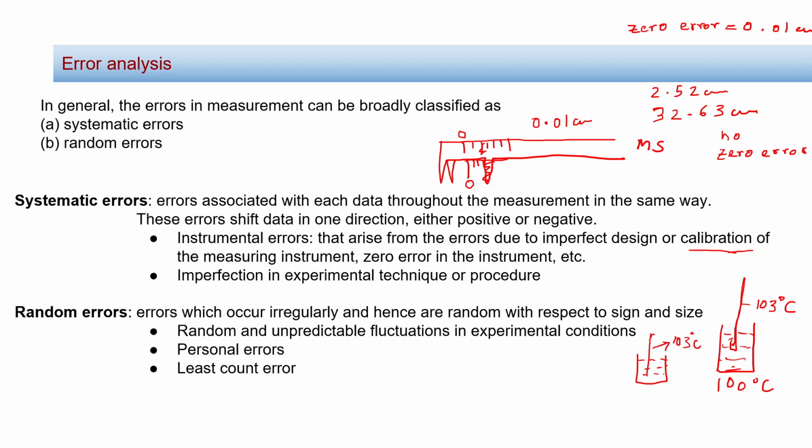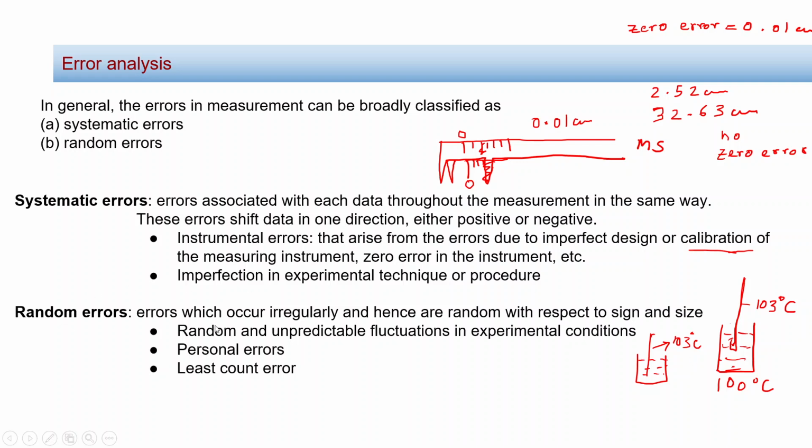That means there is a problem with this thermometer calibration. It should be calibrated at 100 degrees centigrade, but mistakenly it's calibrated at 103 degrees centigrade. So this is also one type of error. So there are various sources of errors. This is the case of systematic error.